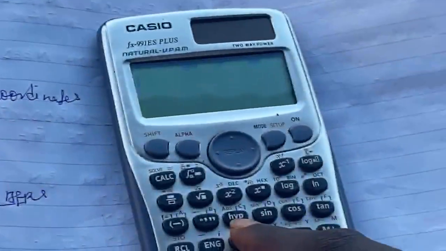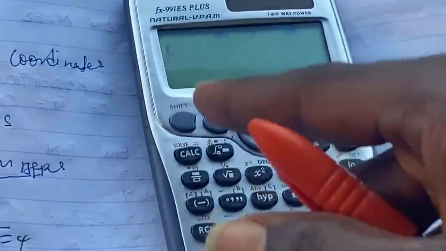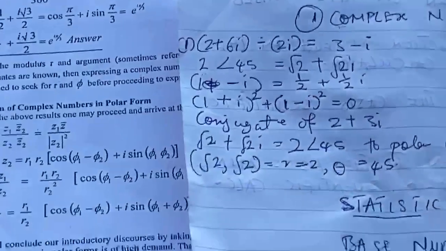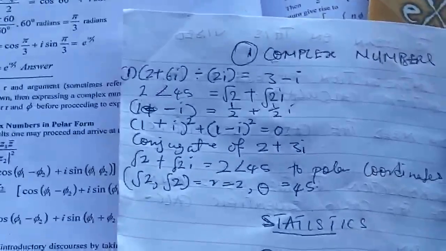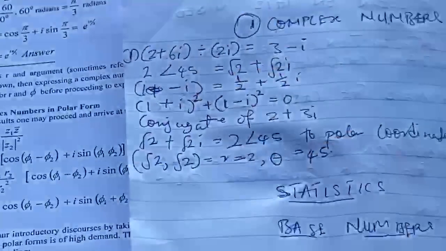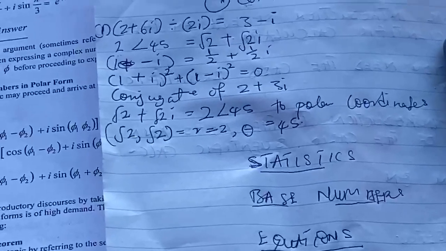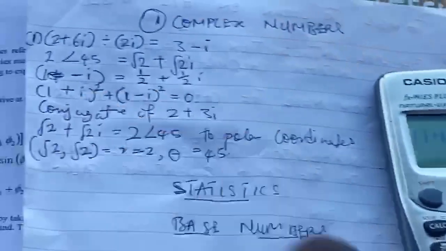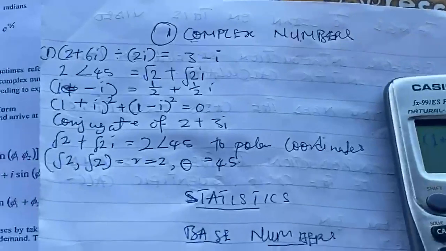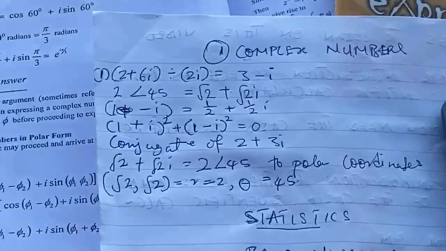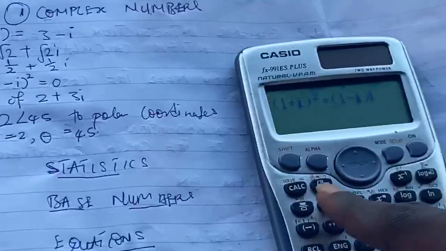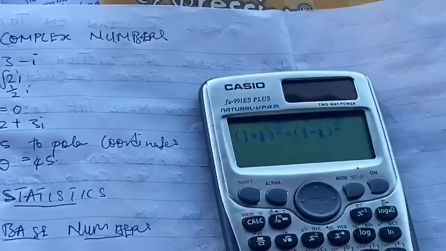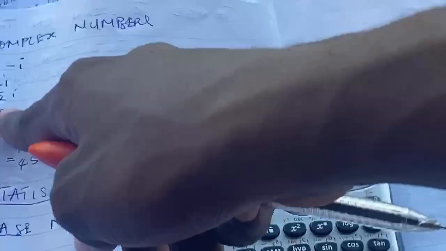Open bracket, 1 plus i, bracket close. Then you can see a square on it. Then just press here the x squared to raise to power 2. Then press your plus sign, and open your bracket, and you have 1 minus i. Close your bracket and put your square sign. Press equal to. It should give you 0. Same thing I wrote down here.